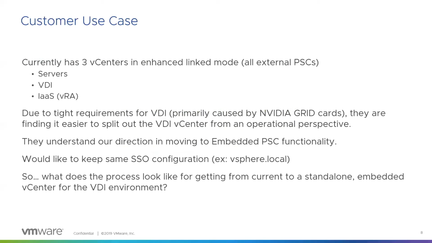So first off, the use case. Some context and background: I have a customer that has 3 vCenters in enhanced link mode with all external PSCs. One for servers, one for VDI, and one for IaaS. They call it IaaS, it's their VRA environment. And due to some requirements for VDI, specifically NVIDIA grid cards, they're finding it easier just to split out the VDI vCenter from an operational perspective. How do they handle it internally with the different teams that manage different components?